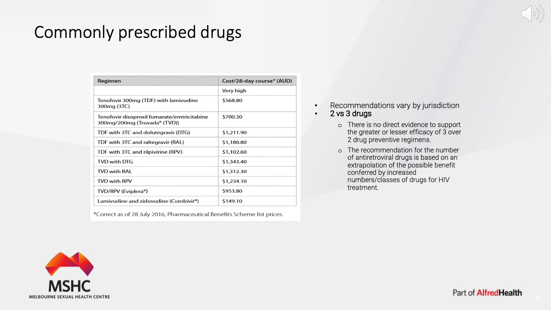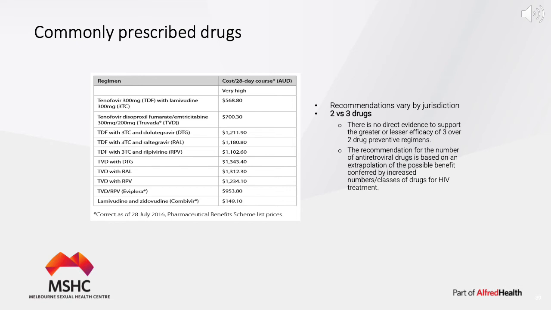The recommendation for the number of antiretrovirals based on an extrapolation benefit conferred by increased numbers of classes of drugs for HIV treatment. So basically, we are using 3 drugs instead of 2 drugs because using 3 drugs like dolutegravir or rilpivirine or raltegravir and adding that to your 2-drug regimen blocks the entry and replication of the virus or something that provides an extra level of protection compared to just what tenofovir disoproxil and emtricitabine provides.